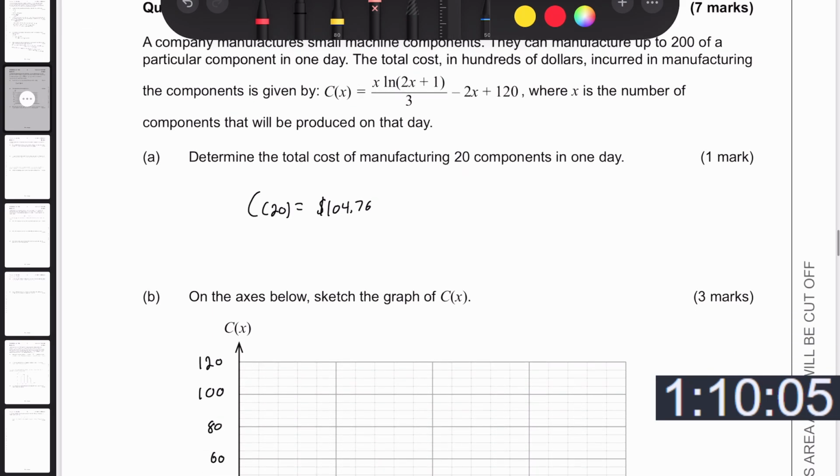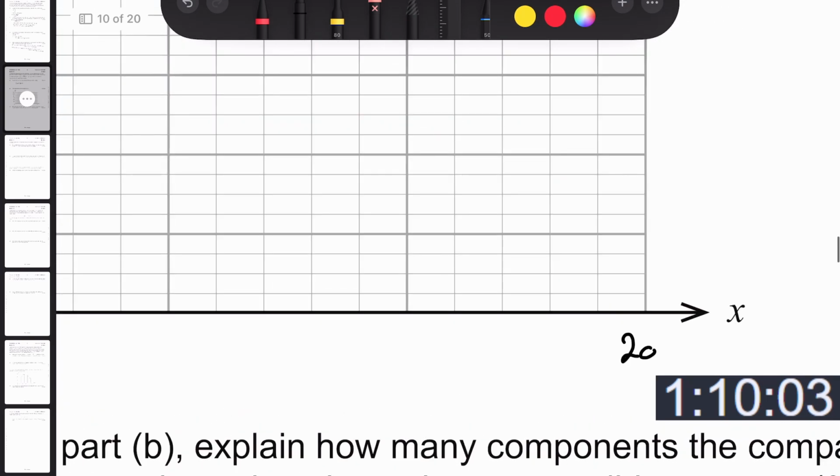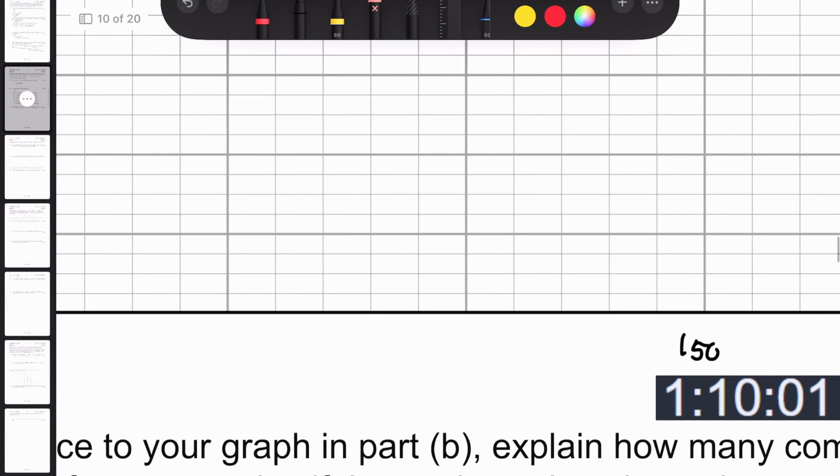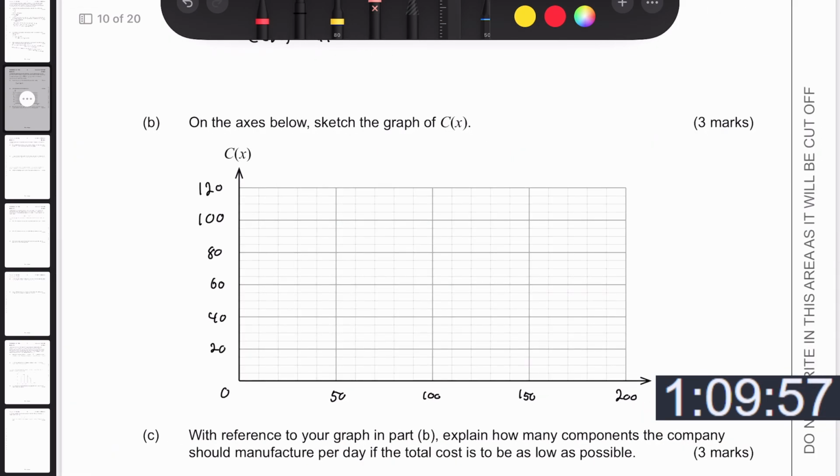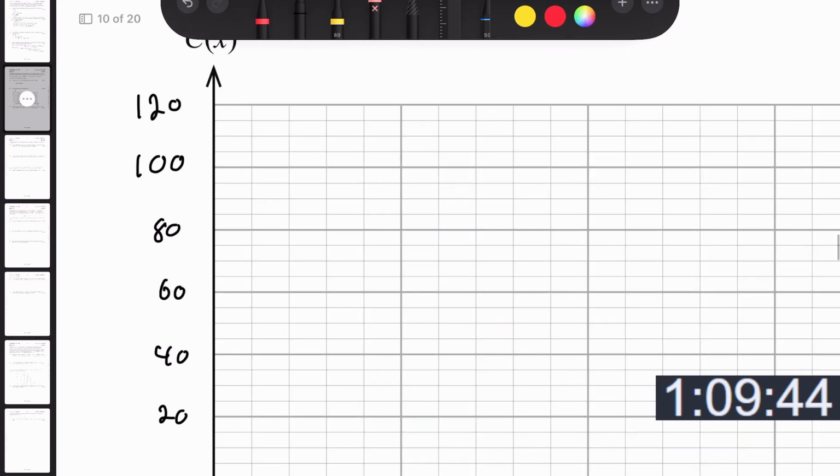Manufacture up to 200 particular components. So this will be 200, 150. Look at how nice they are, making the graphs nice and even, unlike physics. Okay. And then so analysis, maximum: we start at 120. There's a minimum point here actually.